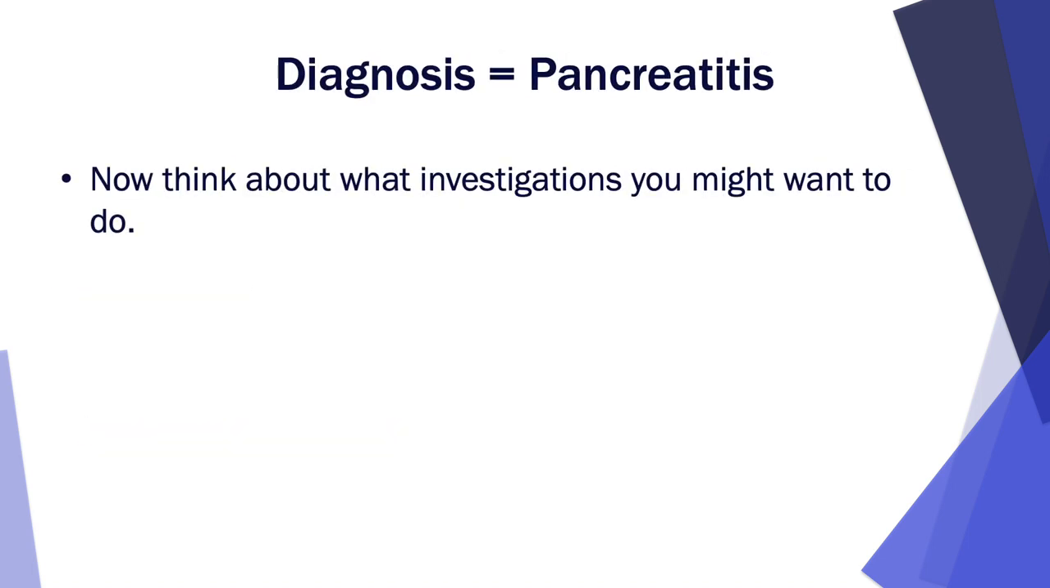So at this point, we probably think it's a diagnosis of pancreatitis. We've got a young gentleman with a history of excess alcohol use and a tender epigastric region on examination of the abdomen. So, now think about what investigations you might want to do next. So pause the video for a moment and just jot down what investigations you might want to do when investigating suspected pancreatitis.